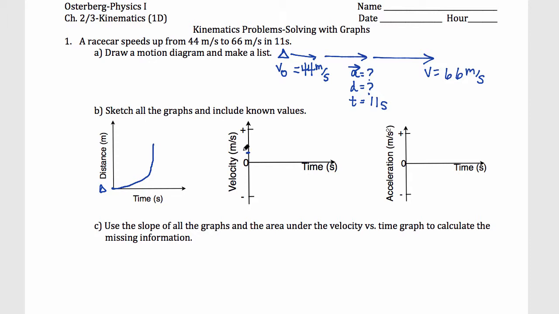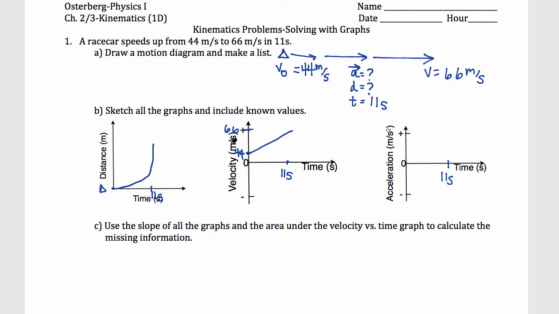Call that 44. And then it's going up to 66, so we'll call the ending up here 66. And it's positive because it's heading away. So we're going to go ahead and do that. And it says it does that in 11 seconds. So on the timeline there, we can write 11 seconds on all of these because that's how long this is traveling for. Then what you want to do is think of the acceleration.